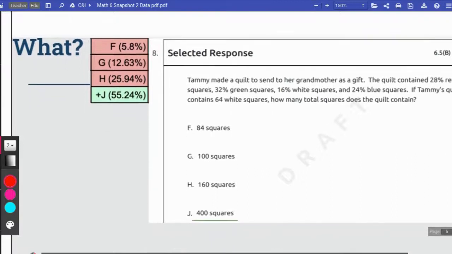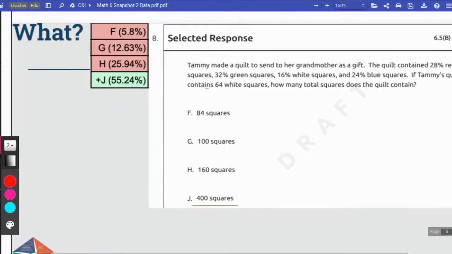With question number 8, we were given a set up percentage, and then we were given specifically, it says 64 squares, how many total squares? It's a proportional question, no big deal.